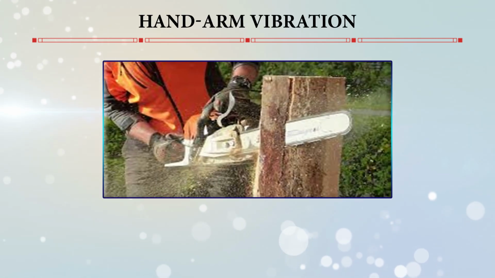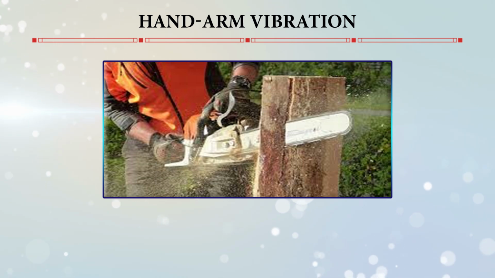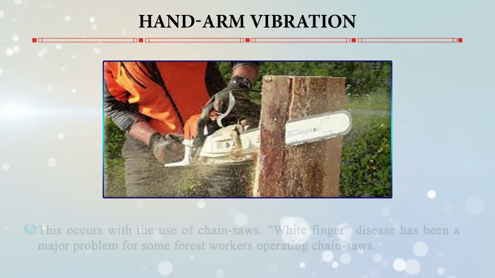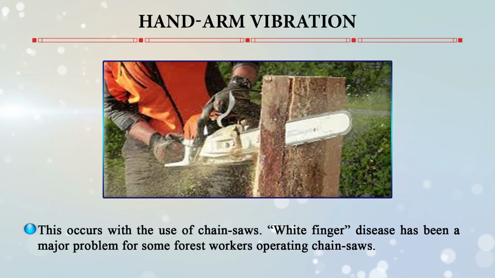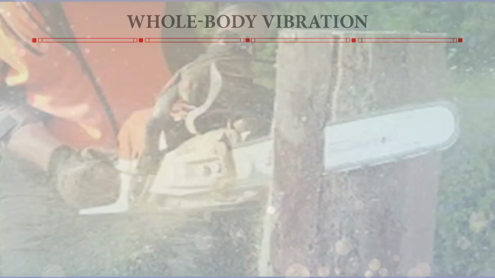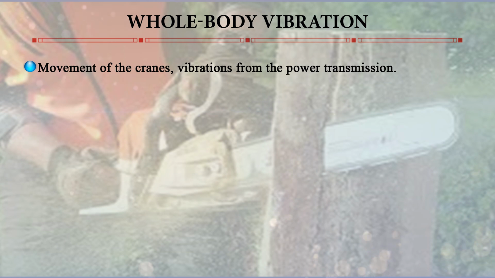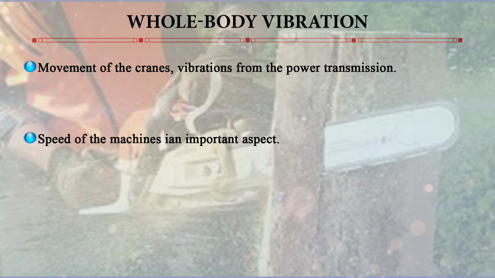Here in this figure you can see how they are cutting a portion of the tree, or how the tree is being cut using certain mechanized equipments. This occurs with the use of the chainsaws, and white finger disease is the disease that is given, which is a major problem for some of the forest workers who are operating the chainsaws. In all these, the whole body vibrates. For example, the movement of cranes, vibration from the power transmission, and also the speed of the machine is a very important aspect, because of the speed at which you are operating the machines.